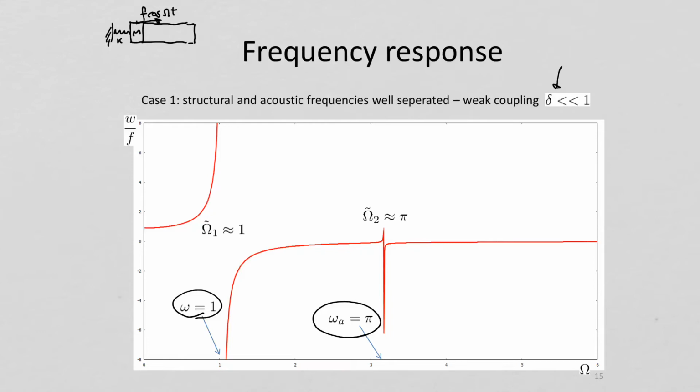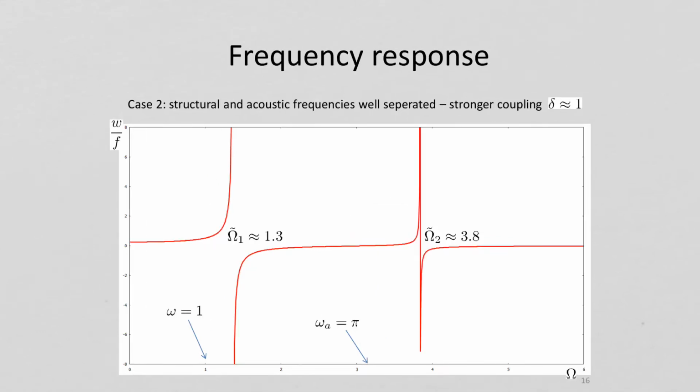Now, if we have weak coupling, then remember we have the coupled system, so we have combined natural frequencies, but the new combined natural frequencies of the coupled system will still be close to 1 and close to pi. So we will not see any real change overall in our response. It is the same as if we had just considered the two systems separately.